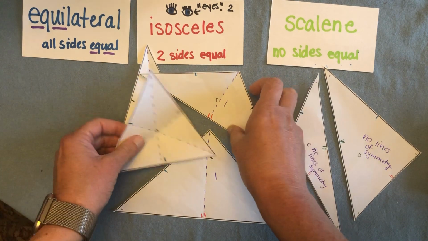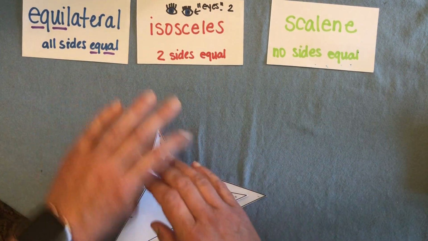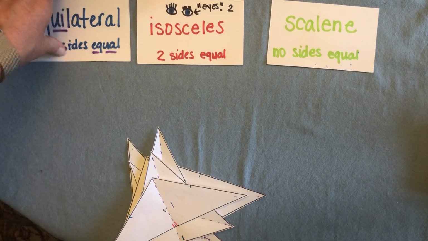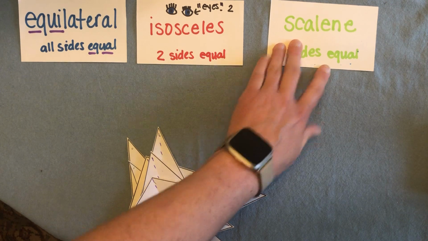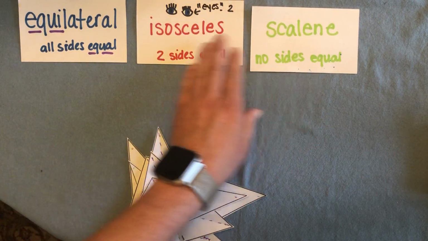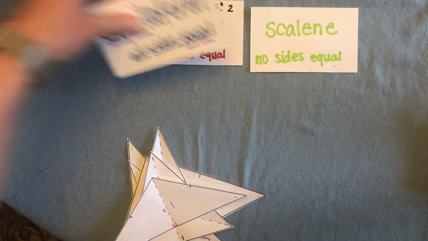So I'm going to stack my triangles back up, and this time I'm going to get out another set of cards. Equilateral, isosceles, and scalene are ways that I sort my triangles by sides. But now I'm going to think about how to sort them by angles. Now this is actually easier because you don't have to remember any new words here. You'll see these words that I put down are very familiar.